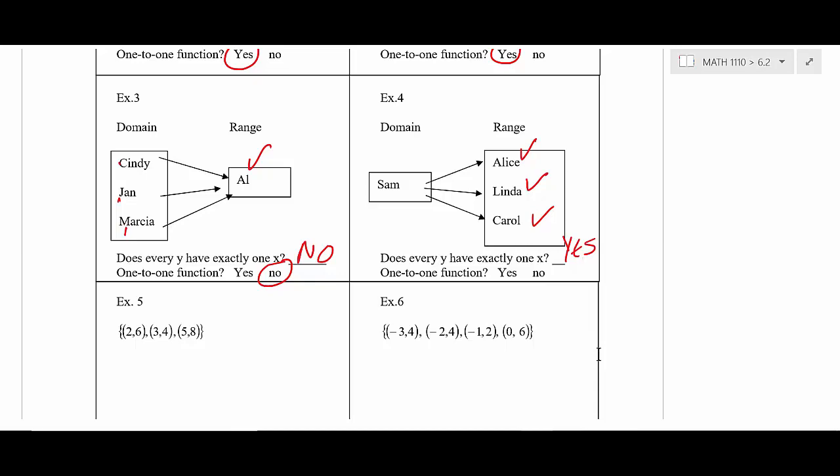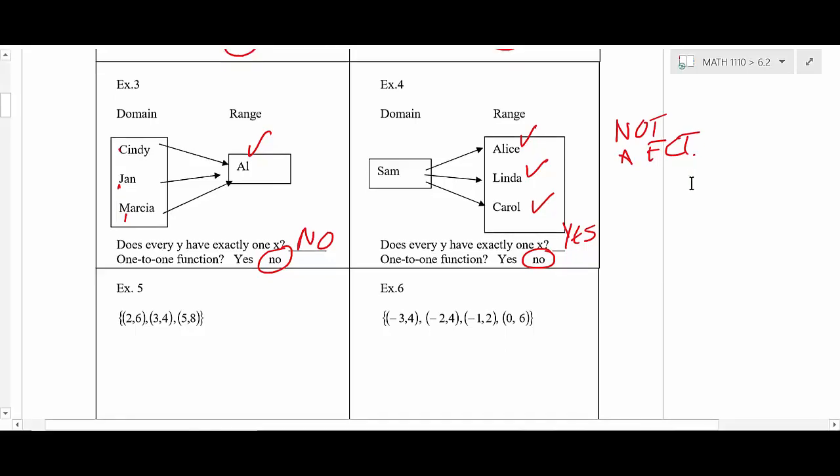Okay, how do you tell if something's a function? Does every x have exactly one y? Does it work this way? Does Sam have one lady? Okay. No, he's got 3. He's a bad boy, right? So that's not a function. So it's not one-to-one either. Okay, it's got to be a function in order for it to be one-to-one. So you might write a note on this: it's not a function. So you got to kind of remember what a function is. All right. So it's got to be a function and one-to-one. All right, that's the way that works, okay?